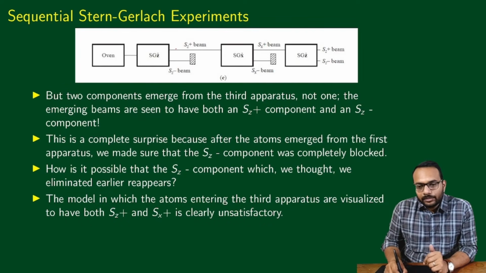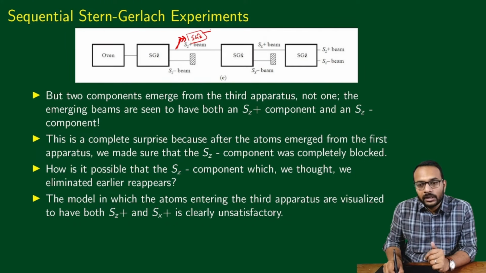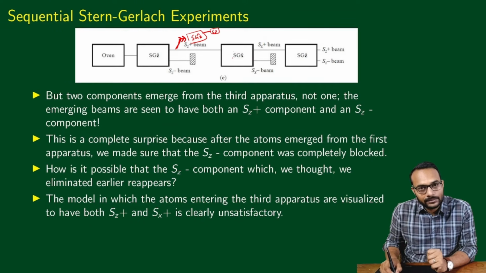So this beam is characterized by Sz plus. Why? Because if you feed this beam into an SGZ hat apparatus, we see that we get only one beam, which is characterized by Sz plus. We don't have an Sz minus beam when you pass it through an SGZ hat apparatus. Now, instead of passing this beam directly to an SGZ hat apparatus, we passed it to an SGX hat apparatus.